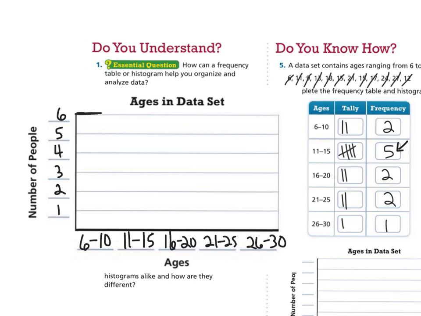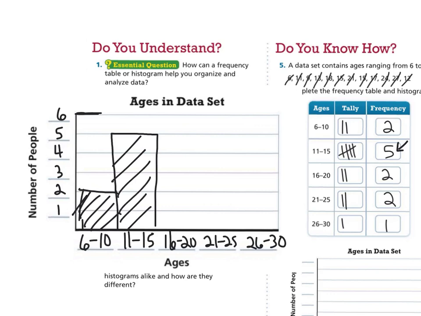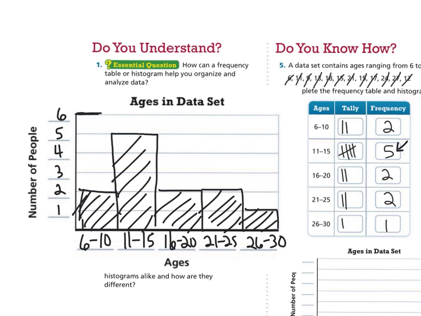6 would be this top line at the very top of this thing. So 6 through 10 has 2, and we'll start right next to that vertical axis with that bar. 11 through 15 has 5, and we'll put that right next to the previous bar. 16 through 20 has 2. 21 to 25 has 2. And 26 through 30 has 1. So this is what our histogram should look like.